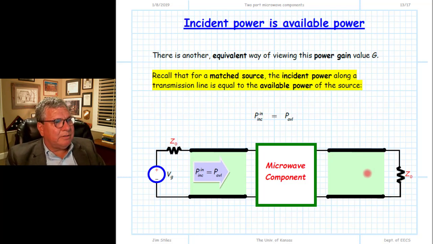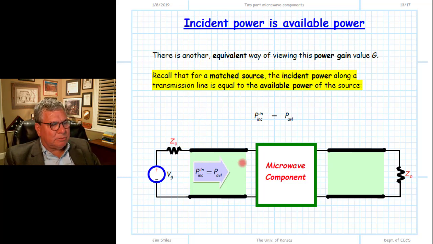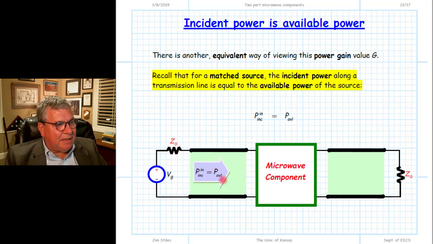First of all, we start with the incident power. What is the power associated with the incident wave on this transmission line? We have a special case where the source attached to the transmission line has a source impedance numerically equal to its characteristic impedance. And of course, we call that the matched source. One of the things we know if we have a matched source is that the power incident along this transmission line must be equal to the available power of this source if and only if it is a matched source. And so we can say that the available power from a matched source is equal to the power incident along this transmission line.